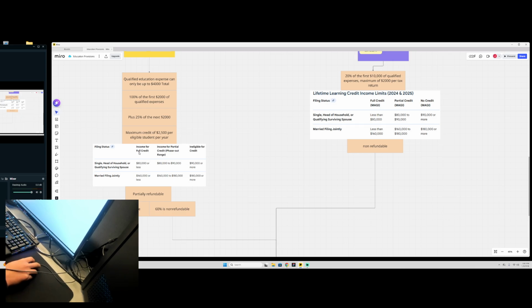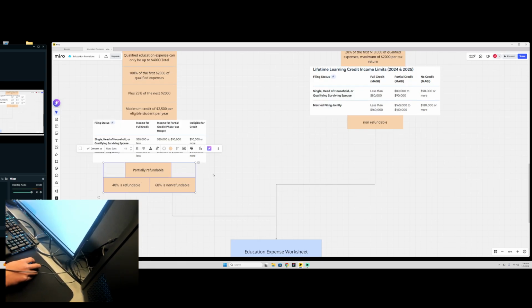These are the income limits for the AOTC and the Lifetime Learning Credit. You can pretty much get the full credit if you make less than 80,000. If you make a little over that, let's say 90,000, you can still get partial credit. If you're over 90,000, you get no credit. You probably won't qualify for any credits.